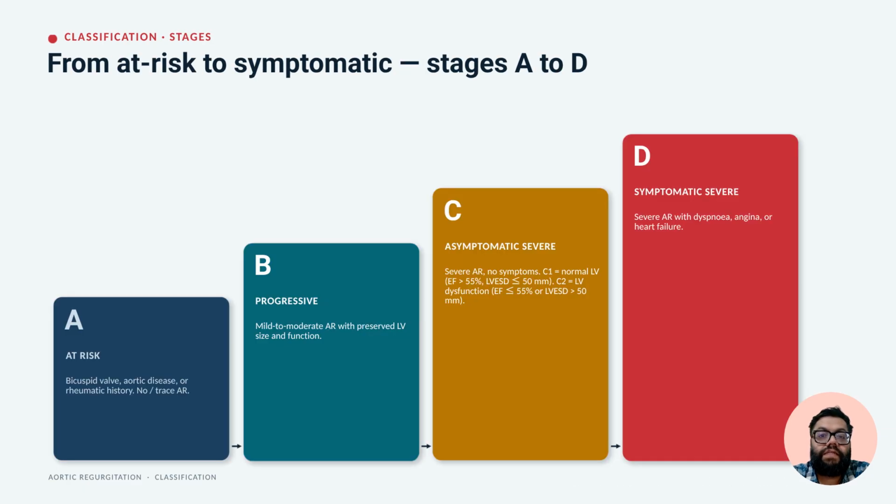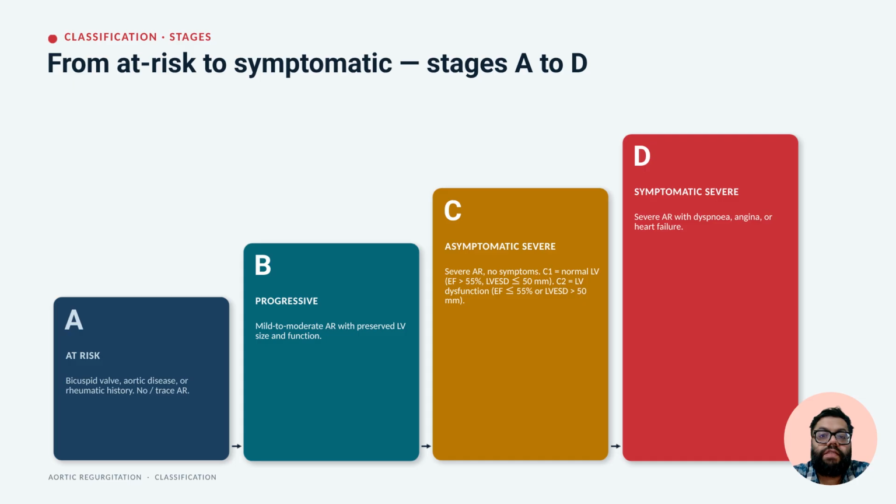The stage ladder is how modern guidelines turn a spectrum into decisions, and it climbs from left to right. Stage A is the at-risk patient, a bicuspid valve or a dilated aorta with no meaningful leak yet. You are watching, not treating. Stage B is progressive disease, mild to moderate regurgitation with a ventricle that is still normal. Stage C is the pivotal one. Severe regurgitation but no symptoms, and it splits in two. C1 keeps a normal ventricle, while C2 is the silent decompensation we worry about.